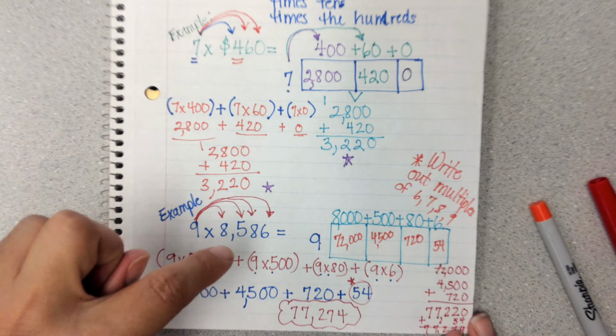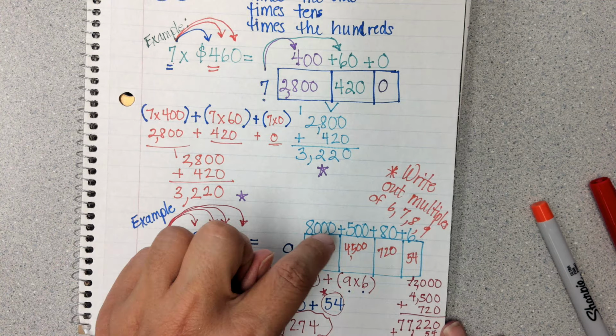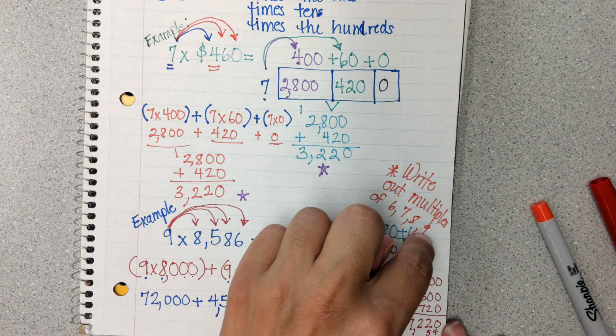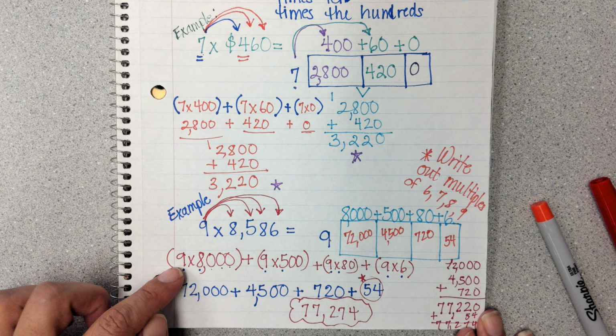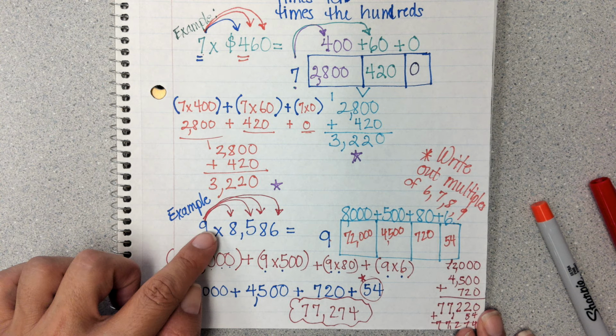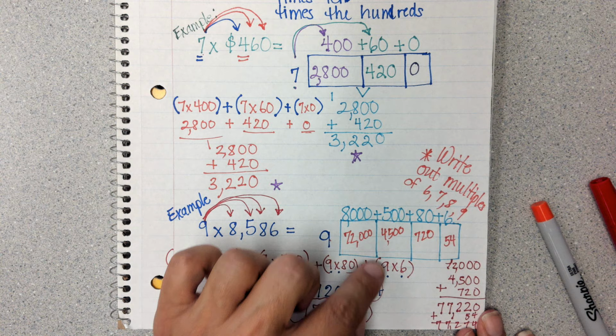So again, now you're working with hundreds. You're even working with thousands, and all you have to do is what you've already been doing. Decompose your numbers, multiply them. You really ought to distribute one factor to the thousands, to the hundreds, to the tens, and to the ones.